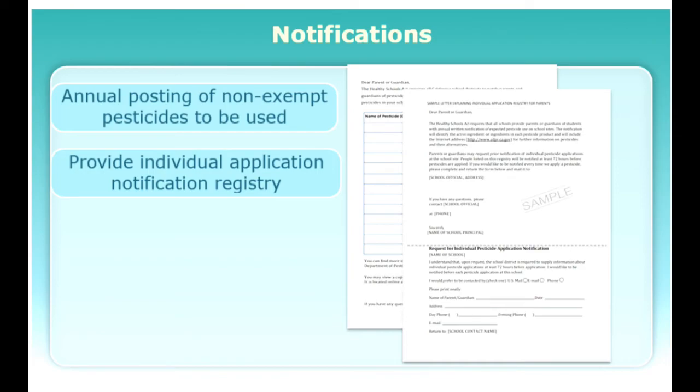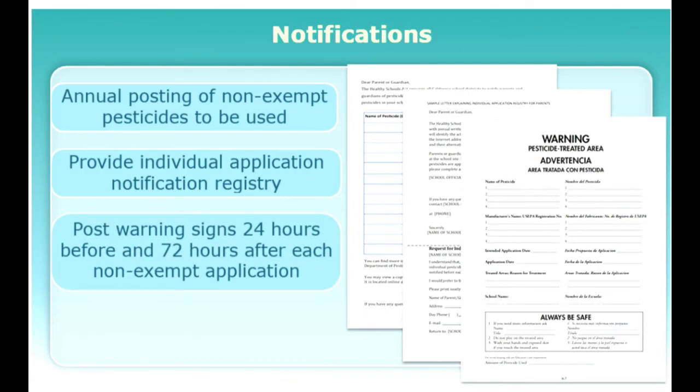Those who signed up to be notified in advance of non-exempt pesticide applications must be notified 72 hours before each application. Additionally, warning signs must be posted 24 hours before a non-exempt pesticide is applied and remain for 72 hours after the application is completed. The sign should be posted around the pesticide treatment area, not just at the entrance to the school site.